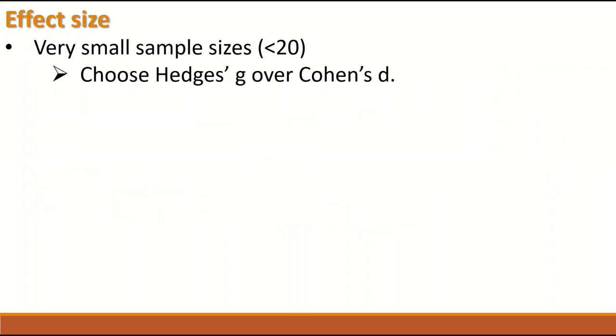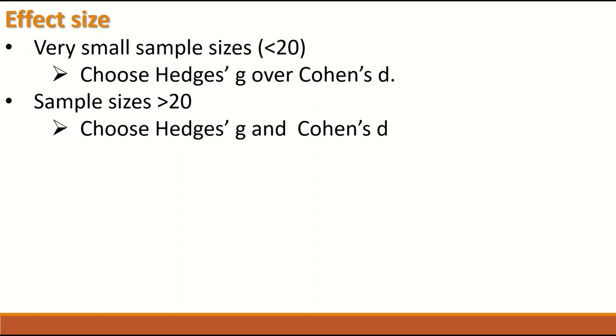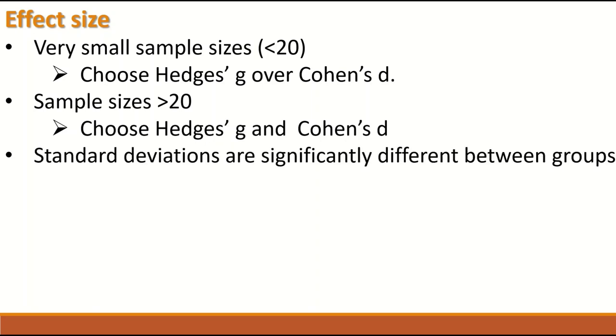If the sample size is very small, less than 20, then choose Hedges' g over Cohen's d. If the sample size is greater than 20, then go for Hedges' g and Cohen's d both. If the standard deviations are significantly different between the two groups, then choose Glass's delta.